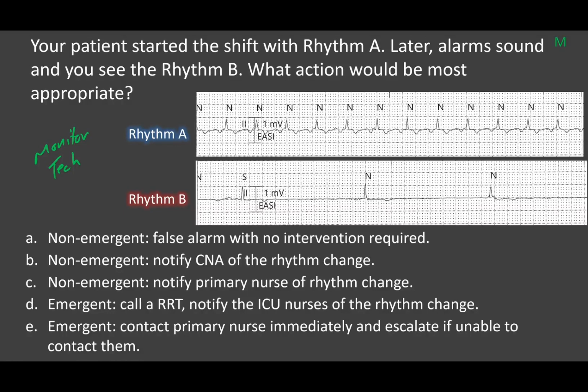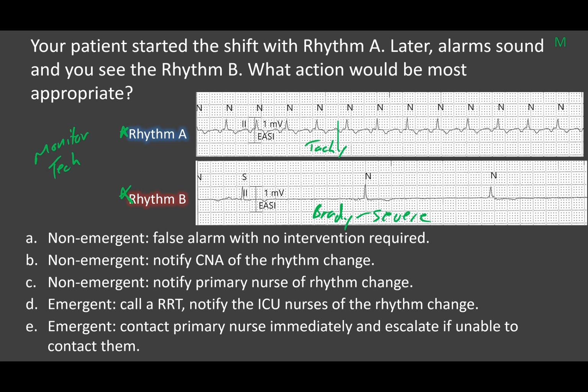Your patient started the shift in rhythm A, later an alarm sounds, and you see rhythm B. What action would be most appropriate? So we've started our shift in, well, we'll have to look. They start off tachycardic, and now they're bradycardic. Severe. Their heart rate is like 30. So this is a significant drop in heart rate. That alone tells you how big of a change this is and how panicked you might be.